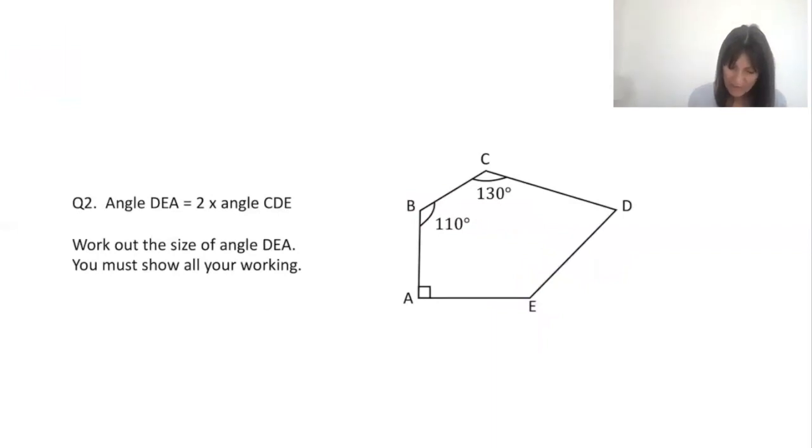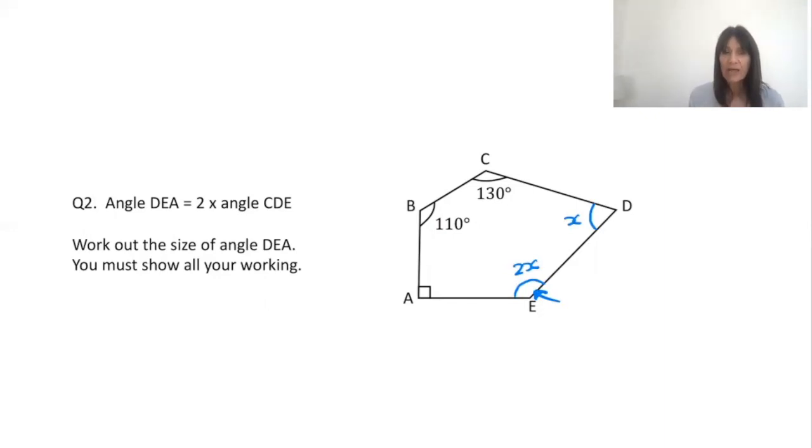Okay, so we've got 3 angles marked, and then we've got angle DEA is twice the size of CDE. So DEA is twice the size of this one. So we're going to call this one x. We're going to call this one 2x. Okay, and we've got to work out the size of angle DEA. So that's the one that we are focused in on, okay?